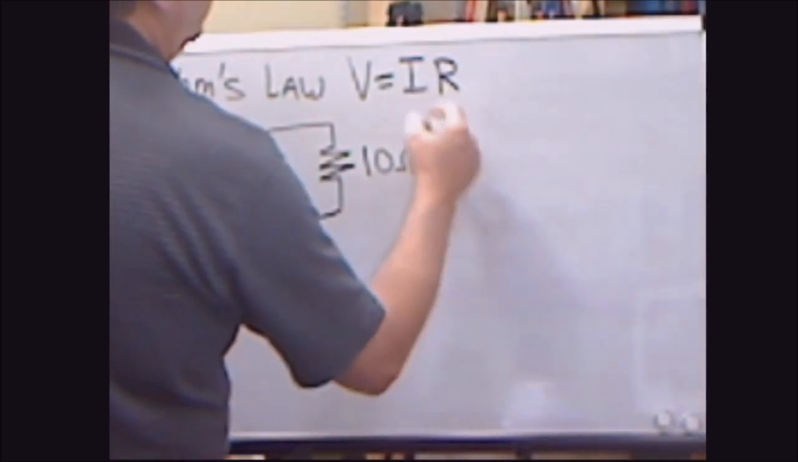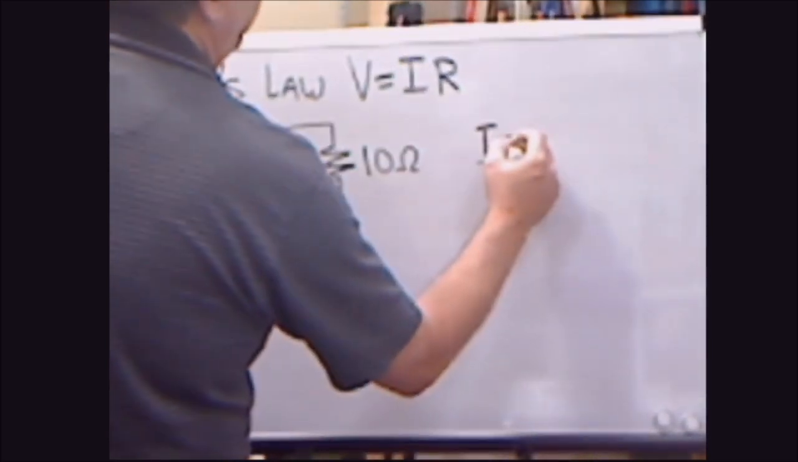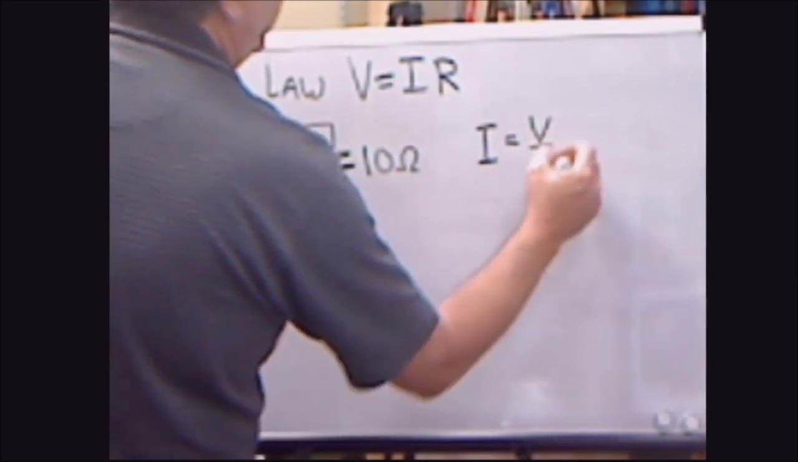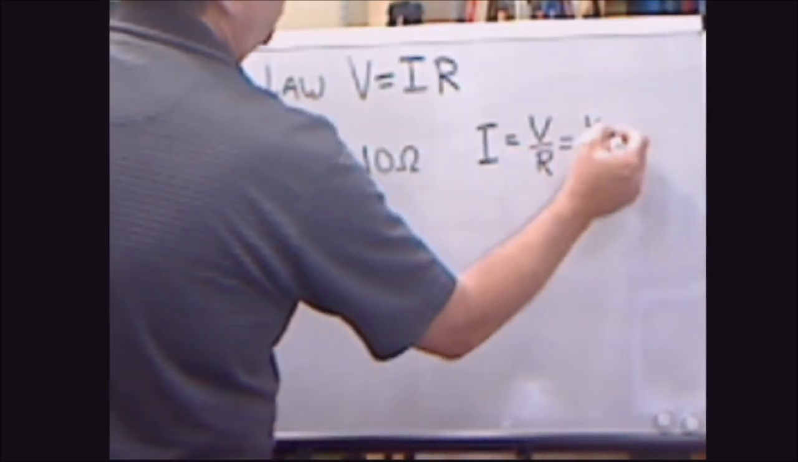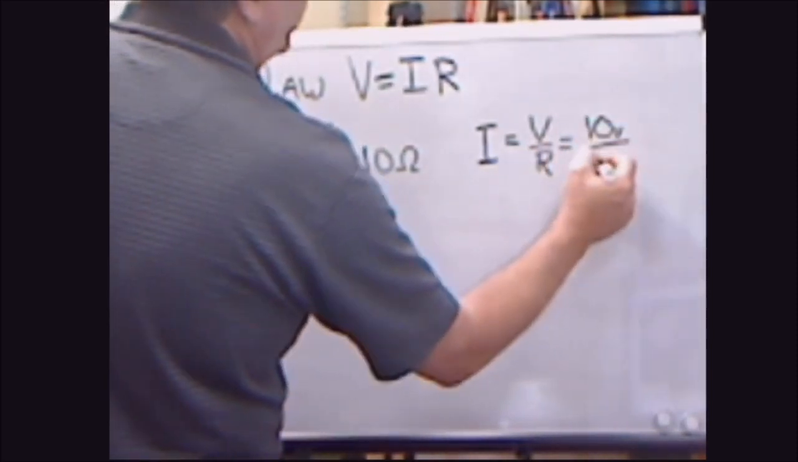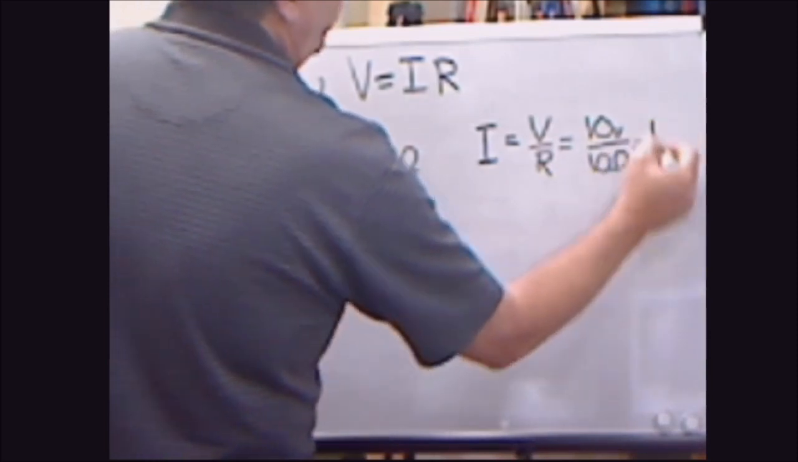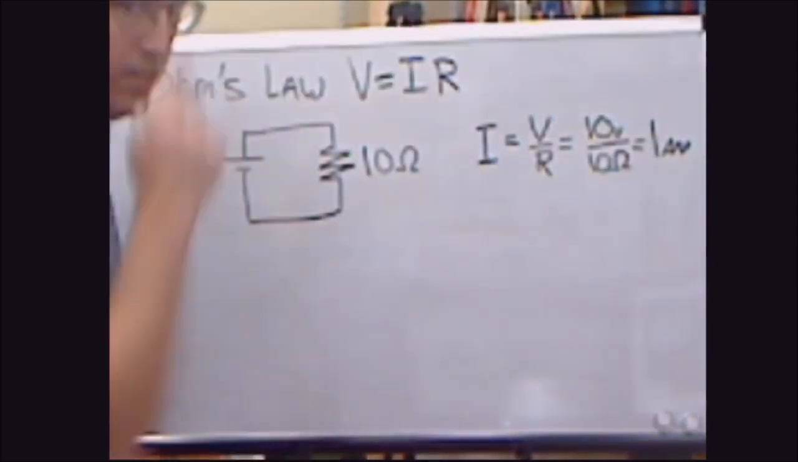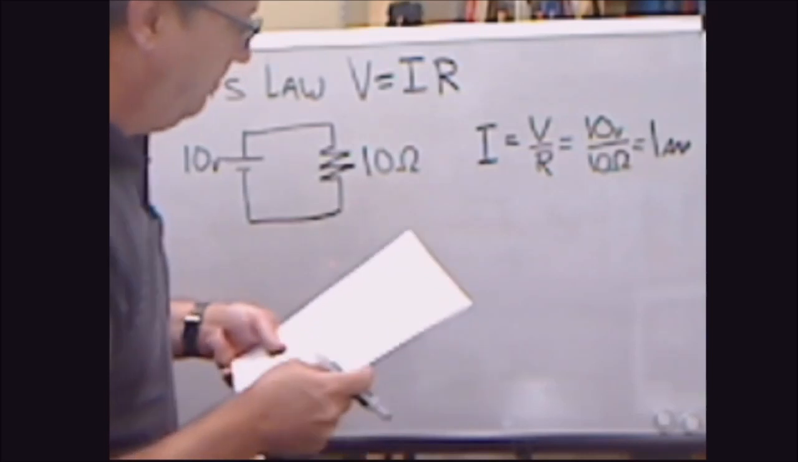So we need to rearrange that. And when we do that, we're going to get I equals V over R, which equals 10 volts over 10 ohms, which equals 1 amp. 1 ampere. So that's the simplest way right there. That's the simplest little thing we got to do.